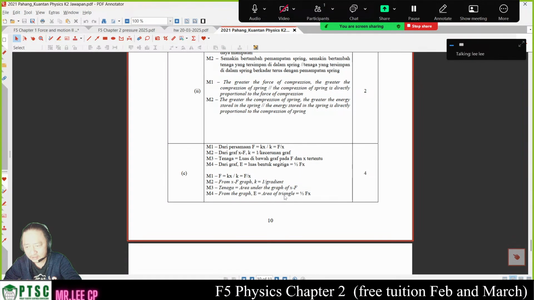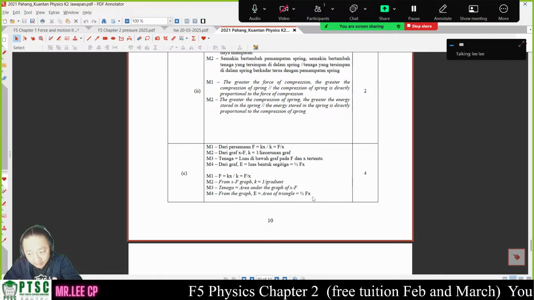But their formula is correct. Half times f times x is correct.